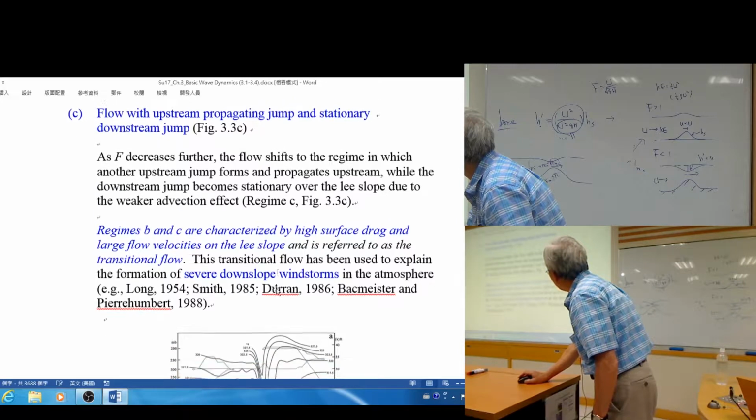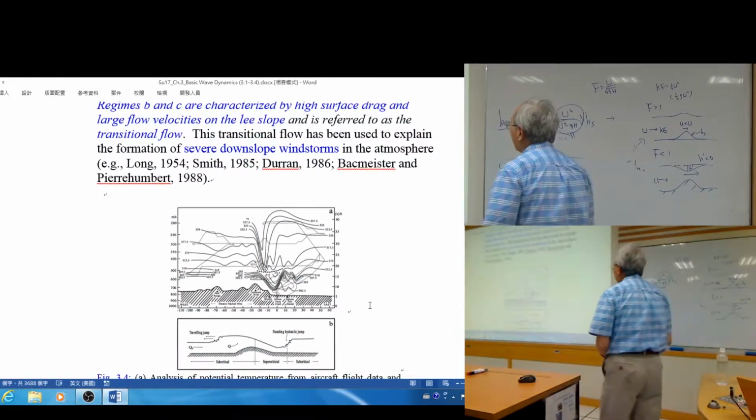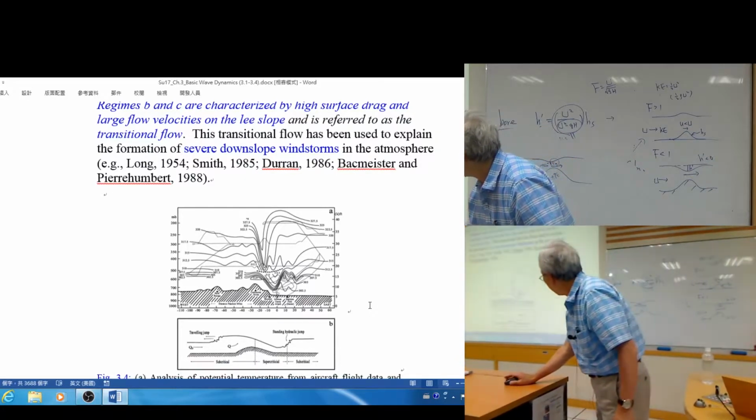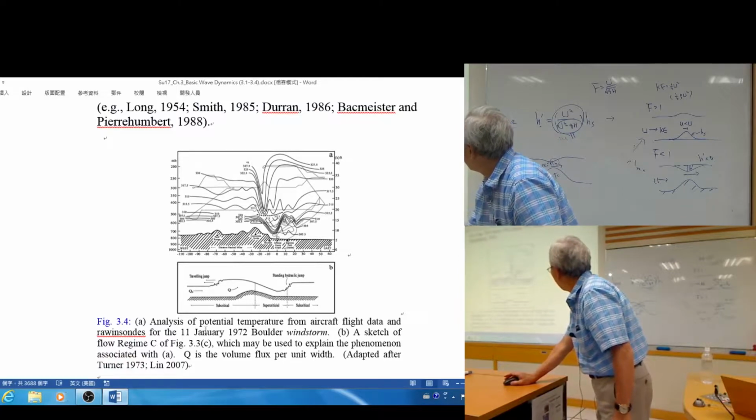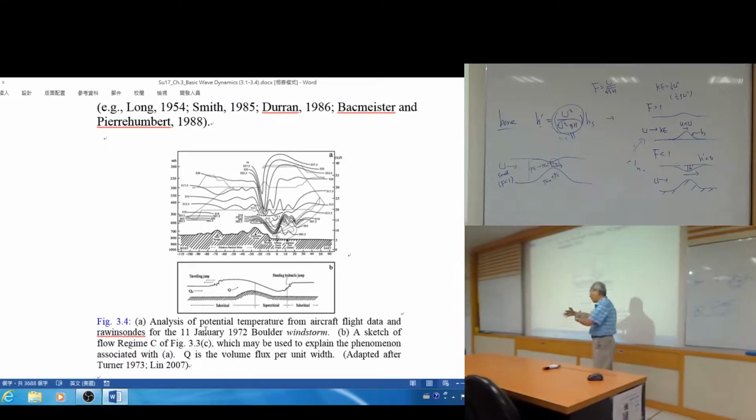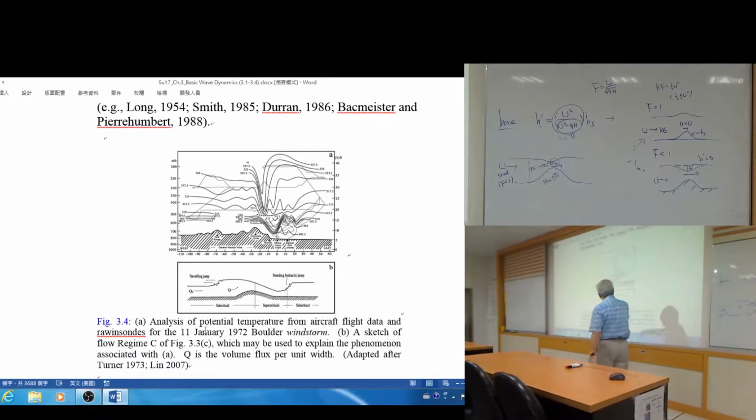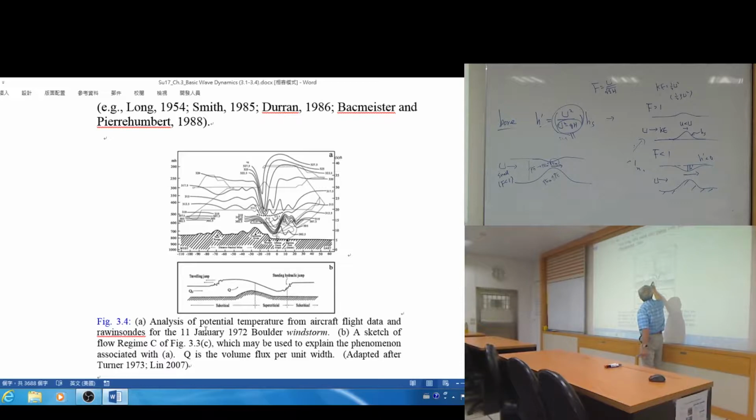I think we are probably about done with this. This is just a real case. It happened in 1972, a very famous case, over Boulder, which is located to the north of Denver, about 1 hour 45 minutes driving. Here coming down, and here you go to the continental divide.